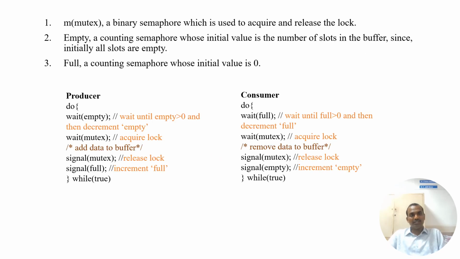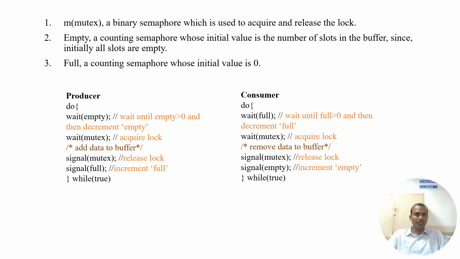Here M represents a binary semaphore. It's also called a mutex, which is used to acquire and release the lock. Empty is a counting semaphore whose initial value is the number of slots in the buffer, since initially all the slots are empty. Full is a counting semaphore whose initial value is set to 0. We have two processes: one is a producer, the other is a consumer.